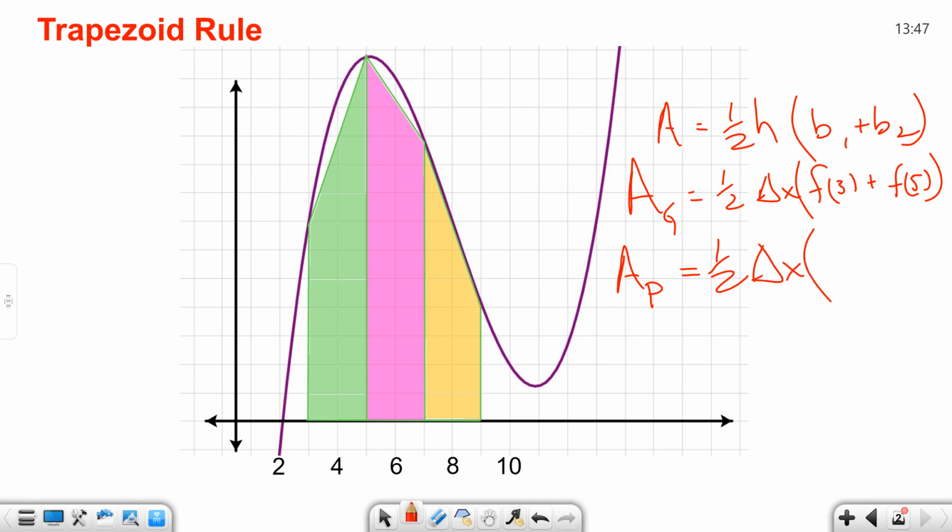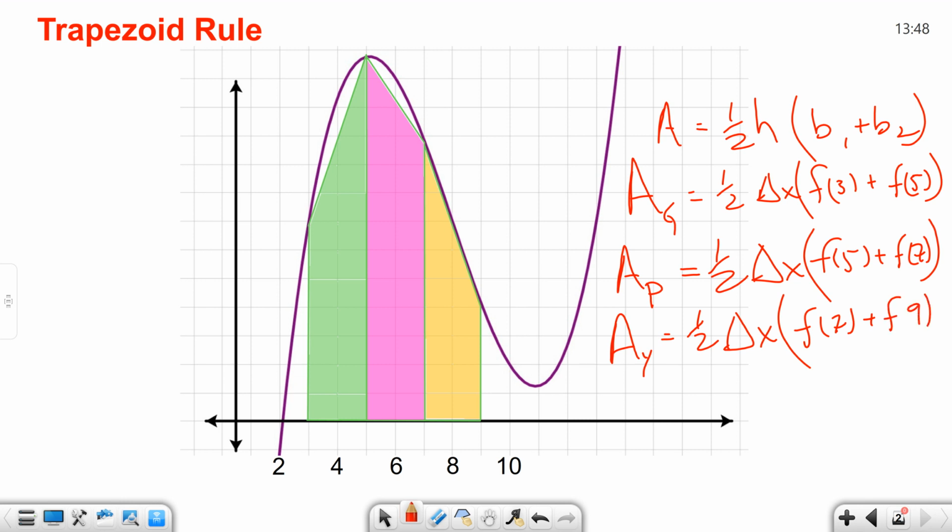1/2 delta X times, what's B1? F of 5 plus B2? F of 7. And then the last one, the area of the yellow one, 1/2 delta X times B1? F of 9 plus F of 7. Yeah, F of 7 plus F of 9. Good. Add them up, you're done.